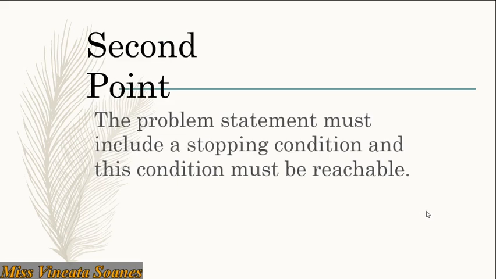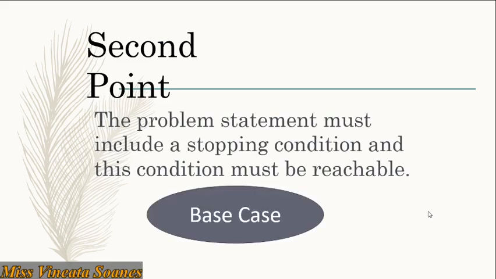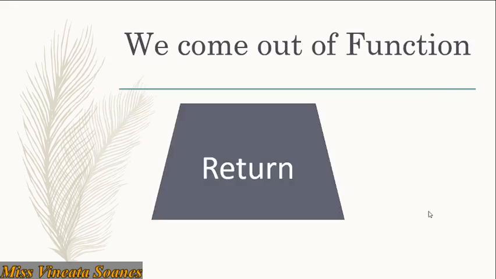The problem statement must include a stopping condition, which means we need to stop it using a base case. Now how do we usually come out of a function? That is using a return. We know that the moment you say return 1, then it comes out forcibly from any function. Any function, if you just give return, return 0, return 1, return n, return any variable, when you return an expression or anything, it comes out of the function, right?